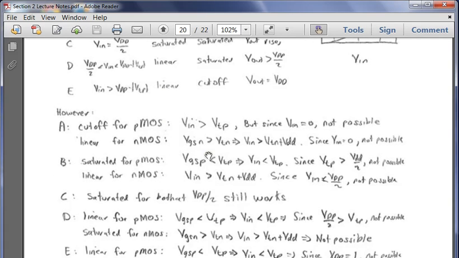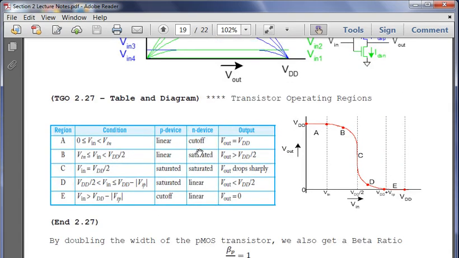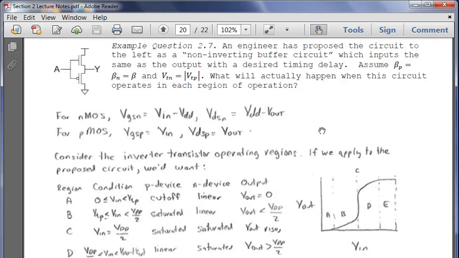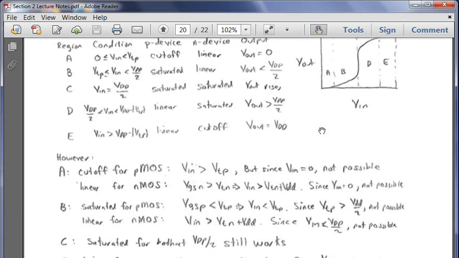We also know that for linear, for NMOS, we need the gate source voltage of the NMOS transistor to be greater than the threshold voltage. Therefore, Vn will be greater than Vtn minus VDD. But since Vn is 0, this is also not possible. If you flip it around, that's where we get our actual operation. You flip those, that works just fine. However, since they're trying to make NMOS a pull up and PMOS a pull down, it fails in section A.